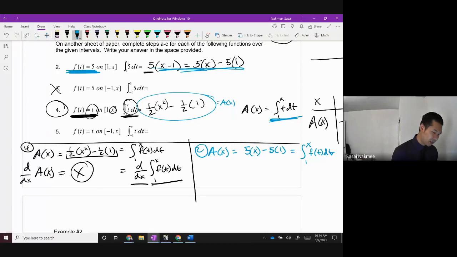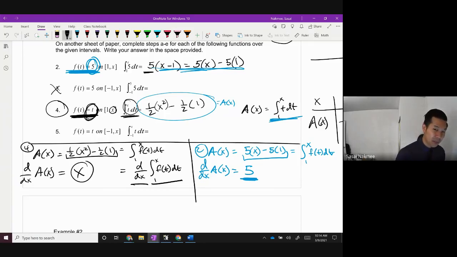But check this out. If I take the derivative with respect to x of this area function, right, this guy right here, the derivative of 5x is just going to equal 5. The derivative of 5 is just going to equal 0. So the derivative of this area function is just equal to 5. Just what we started off with. The derivative of the area function over here was equal to x, which is what we started with, kind of. It was t, but it was t evaluated at x, isn't it?